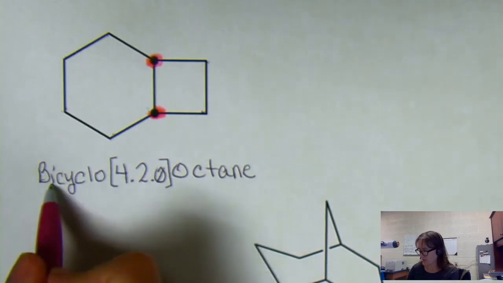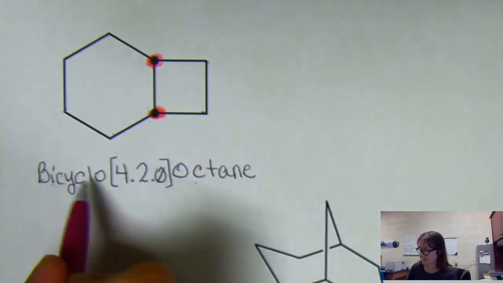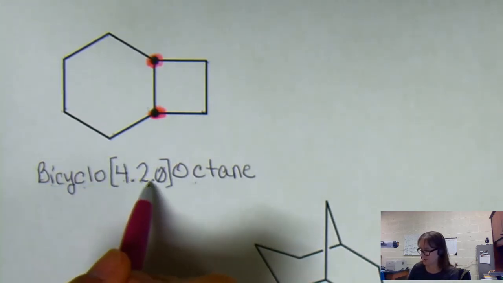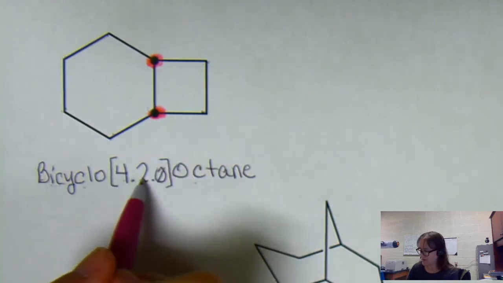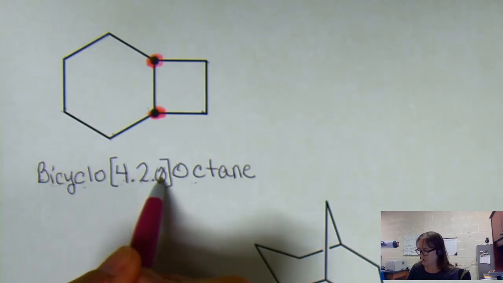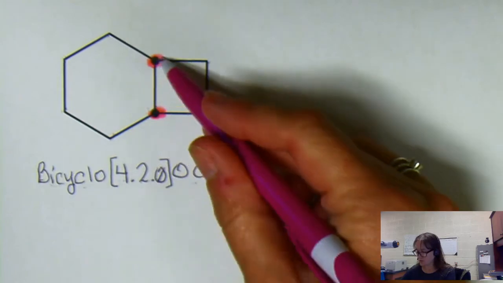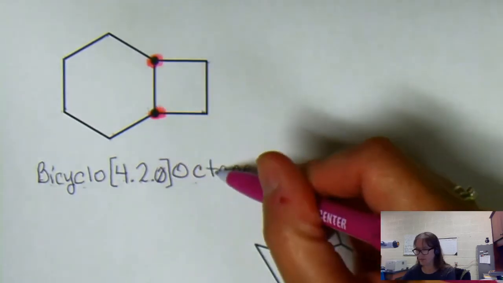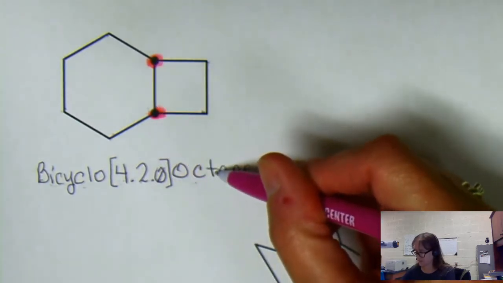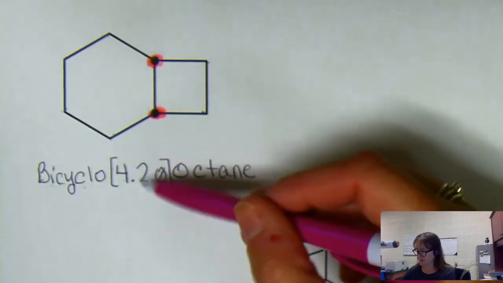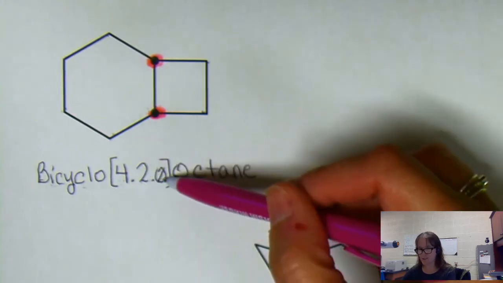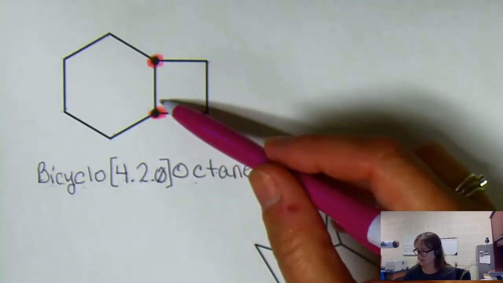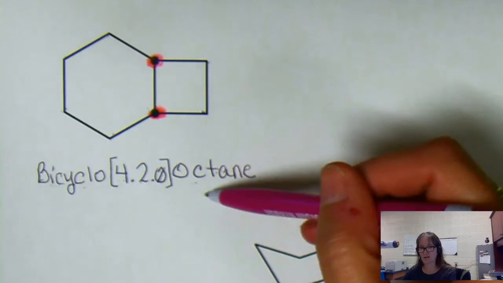And so this molecule is named bicyclo 4.2.0 octane. These 3 numbers, when you add them together, and then you add 2 to that, you should get this number, because these numbers do not include the bridge numbers. So 4 plus 2 plus 0 is 6, plus the 2 bridge carbons gives us 8, and we said it was an octane.